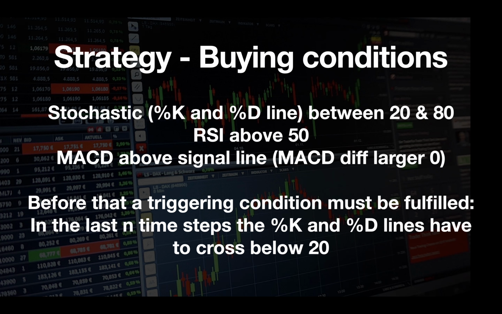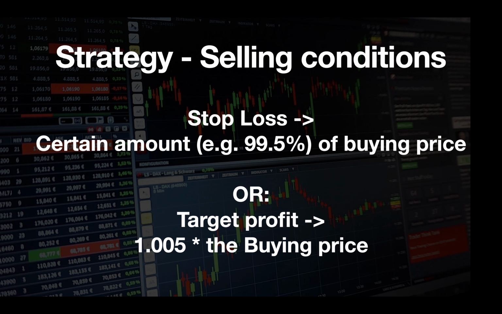Let's quickly recap the strategy we are considering. So we are buying when 3 conditions plus a trigger condition is fulfilled. The K and D line has to be between 20 and 80, the RSI above 50, and the MACD should be above the signal line. The trigger condition is that in the last n time steps, both the K and D line have to cross below 20.